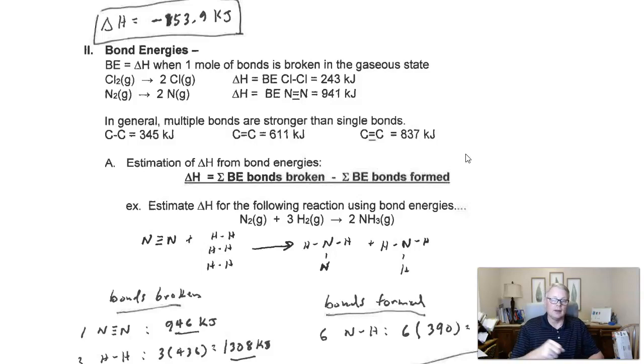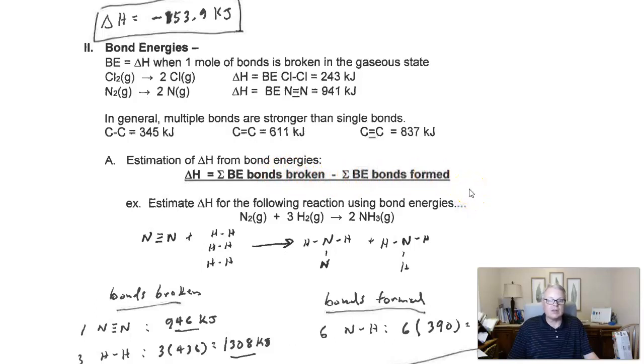That's all well and good, I guess, if you're breaking apart chlorine molecules, but that doesn't seem very useful for most reactions, unless you knew this. It turns out that you can estimate delta H for any chemical reaction using this equation. Delta H for a reaction is equal to the sum of the bond energies of the bonds broken minus the sum of the bond energies of the bonds formed.